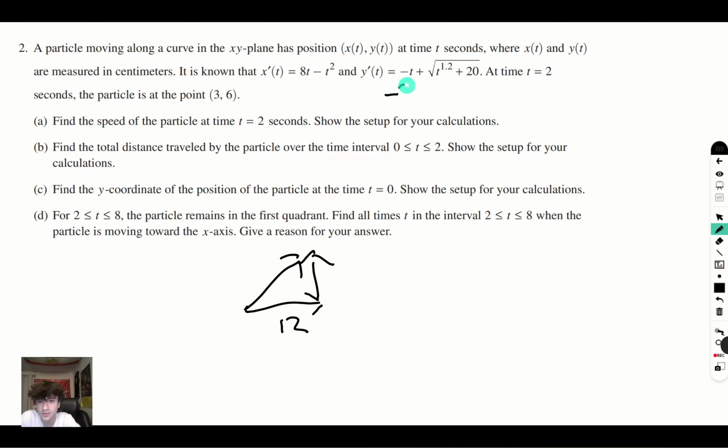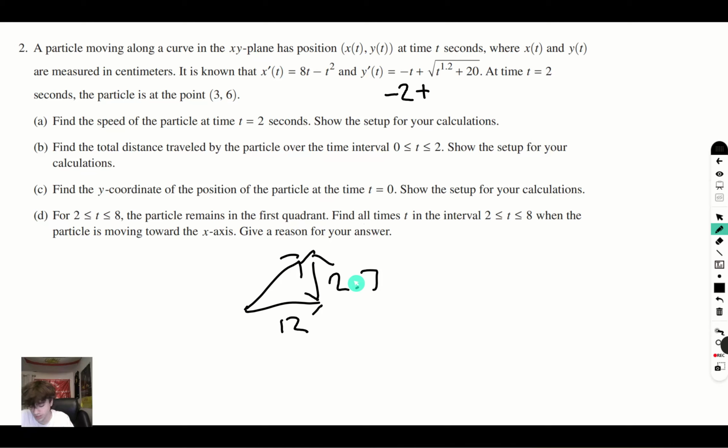We get negative 2 plus the square root of 2 to the power of 1.2 plus 20, which gives you 4.7. So negative 2 plus 4.7 gives you roughly 2.7. So there you have it. And now we square 2.7.